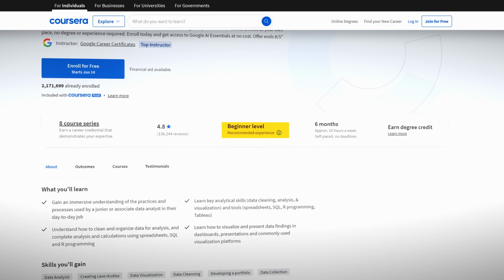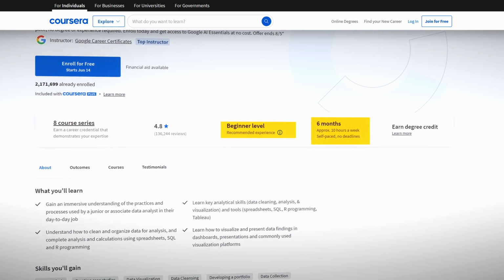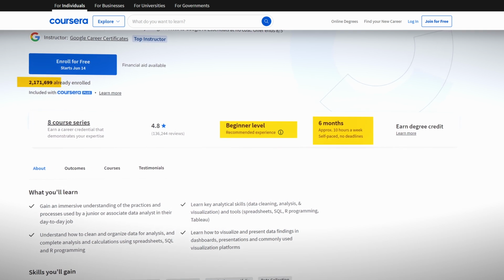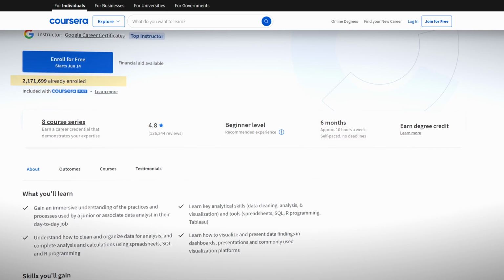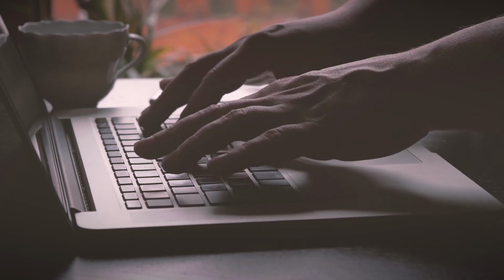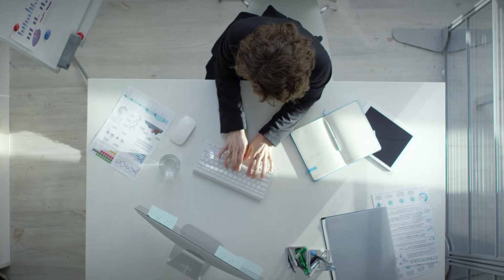The Google one is beginner level, and it's 6 months at 10 hours a week, and over 2 million people are enrolled in this one, which is a lot of people. Now, of course, not everyone completed it, but it's still a lot of people. And the goal here is to prepare you for an entry-level job as a data analyst.